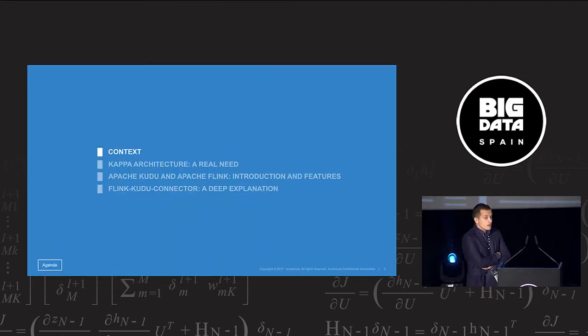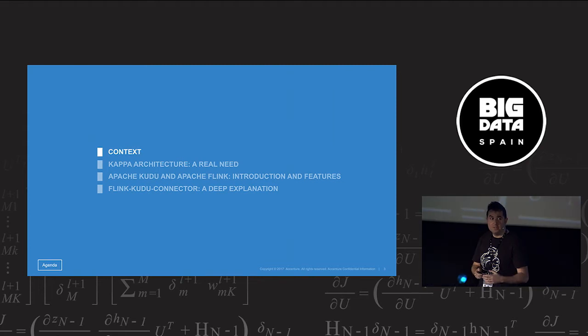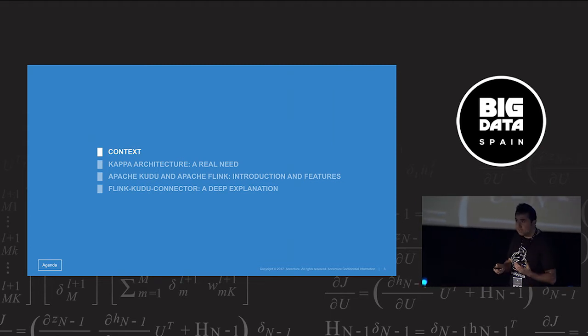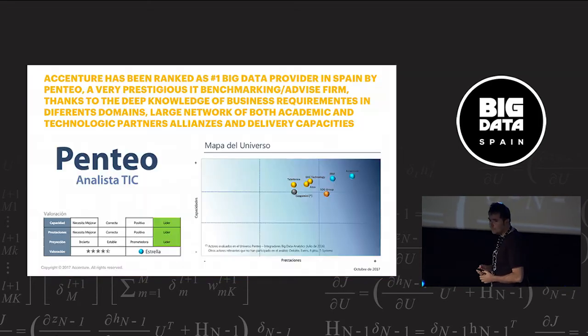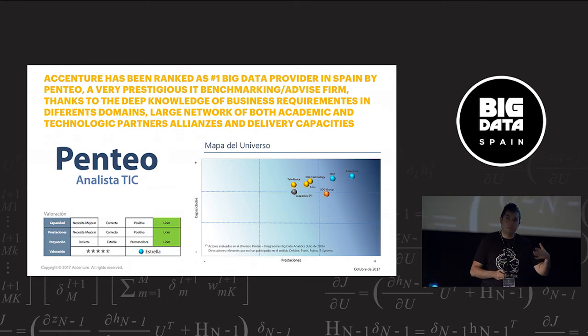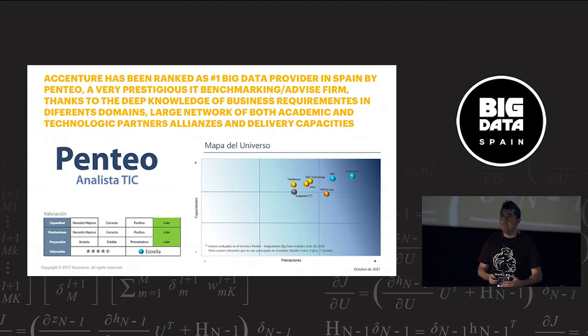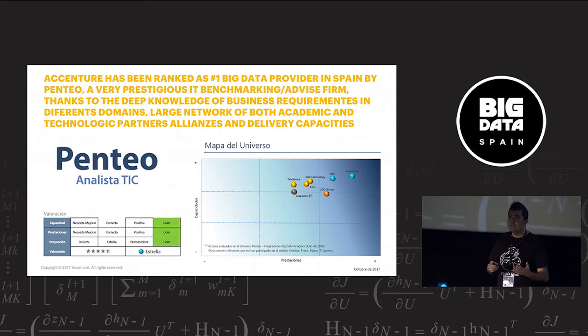Okay, before going to technical details about the connector that we have developed, let me provide some details about this project, the context of why we have done it. Firstly, as everyone knows, Accenture is a large company, always working with big clients, executing big projects. For example, we have been ranked as the best provider of big data solutions in Spain. But behind this brand, there are plenty of technical guys, like Nacho or myself, working with state-of-the-art technologies.